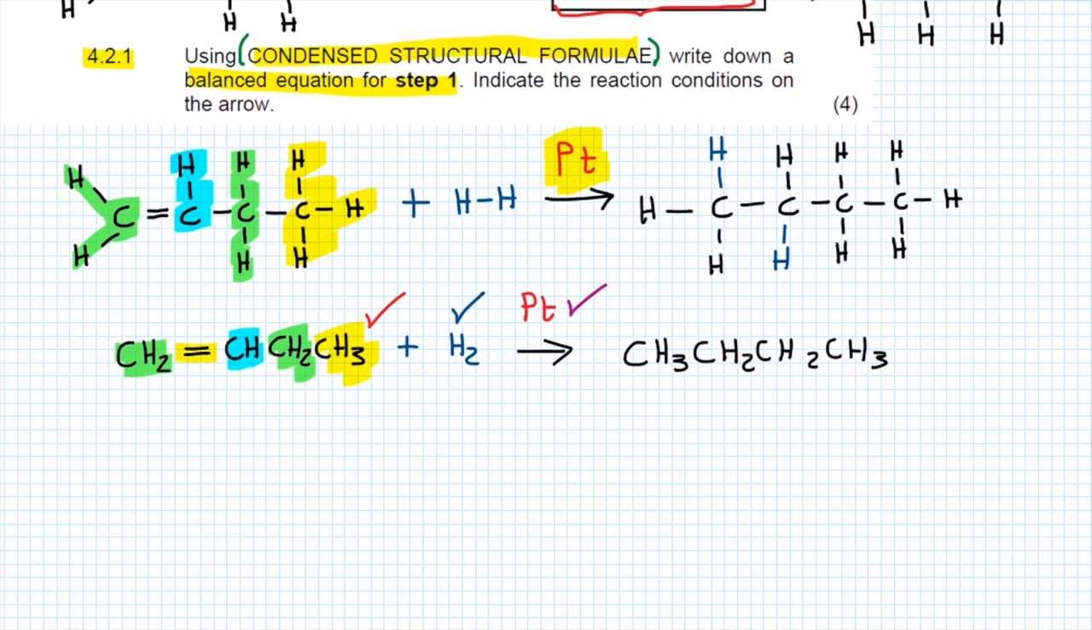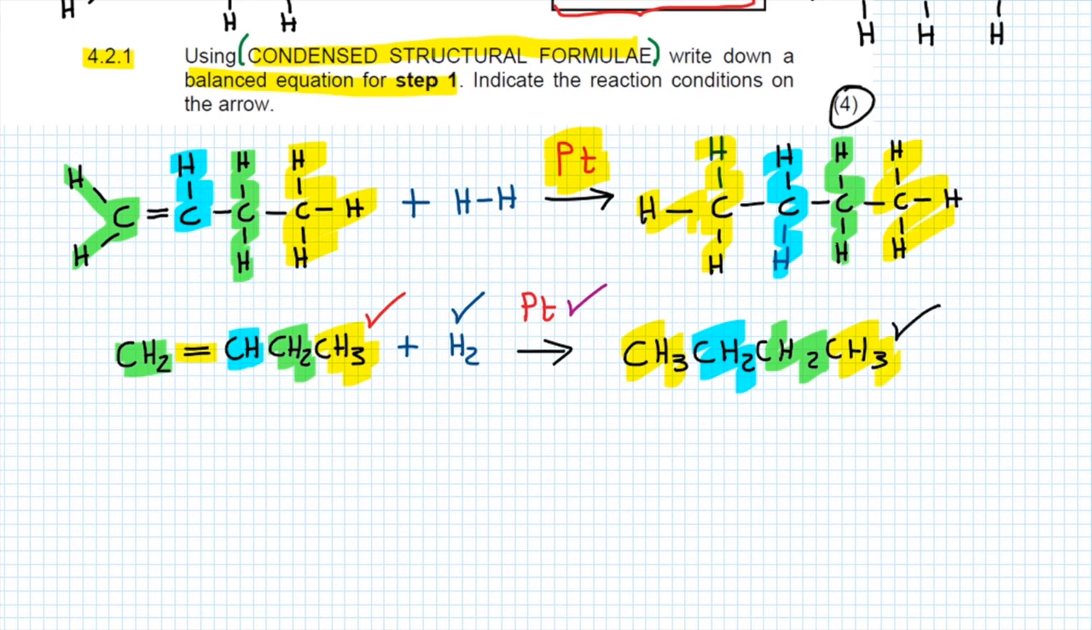And if we look at the compound, the product that forms, we start off with CH3, then there is CH2, then another CH2, and lastly, we have CH3. You're going to get 1 mark for your product. And this is going to get you your 4 marks for question 4.2.1.